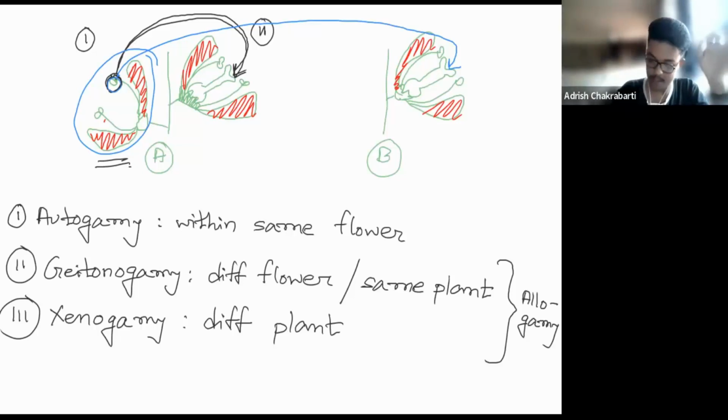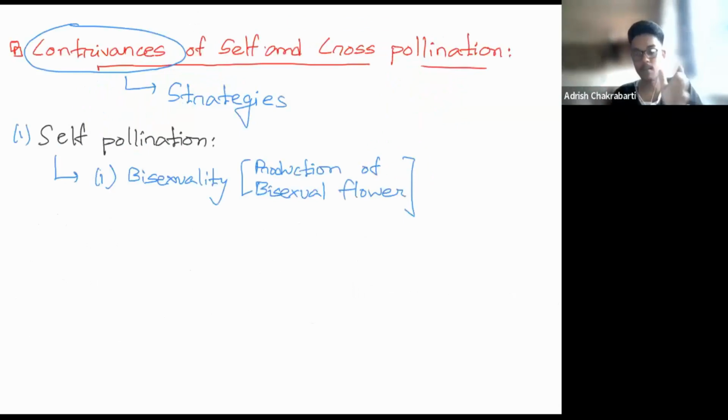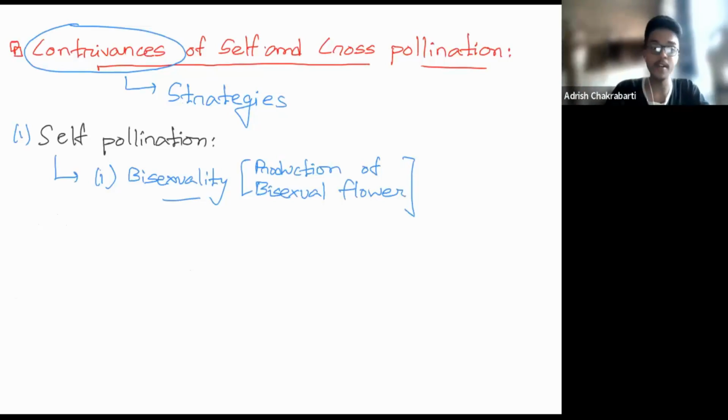So the primary condition for a flower to be able to operate self-pollination is that it should be bisexual. The same flower must contain the male and the female reproductive parts. Then only is it possible to conduct self-pollination. So bisexuality is one of the strategies for self-pollination.